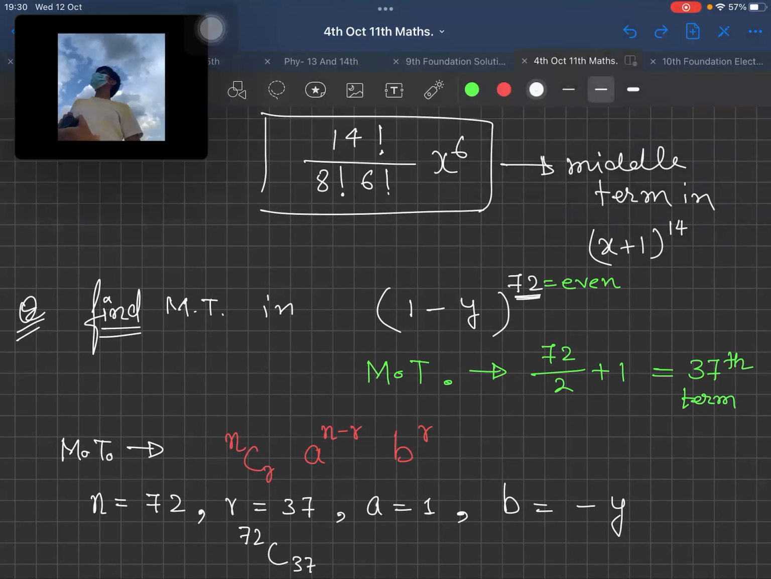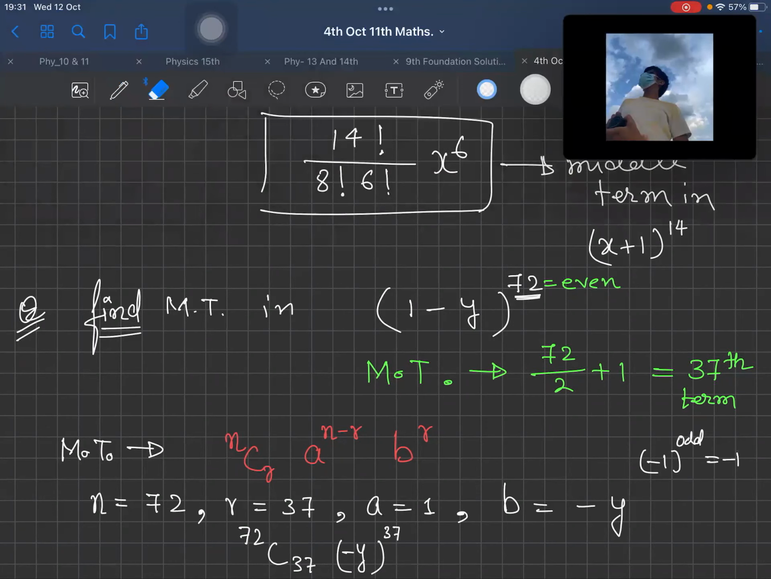What is A here? A is 1. Okay, 1 to the power of anything will be 1. Now, B to the power of minus B is minus Y to the power of what? R is 37. So it will be a negative term, right? Because minus 1 to the power of any odd number will be negative. Yes, correct. So the middle term is going to be negative.